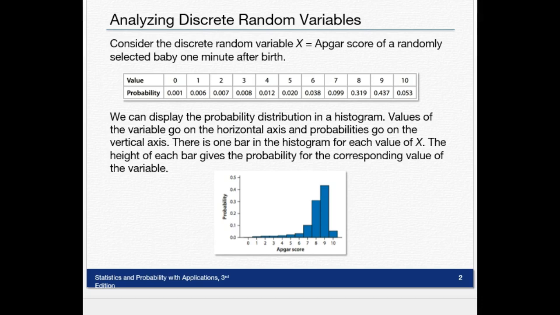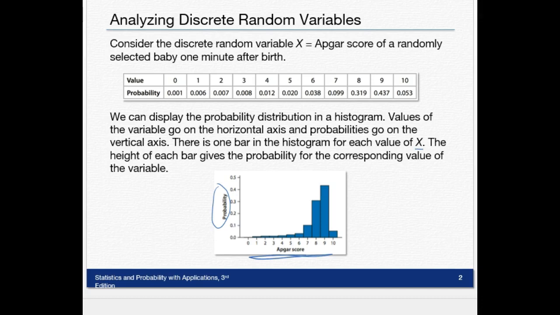Now, back to the problem. We can display this probability distribution in a histogram. Values of the variable go on the horizontal axis. See them down here? Horizontal axis right here, 0 to 10, there they are. The probabilities go on the vertical axis. Okay? There is one bar in the histogram for each value of x. The height of each bar gives the probability for the corresponding value.